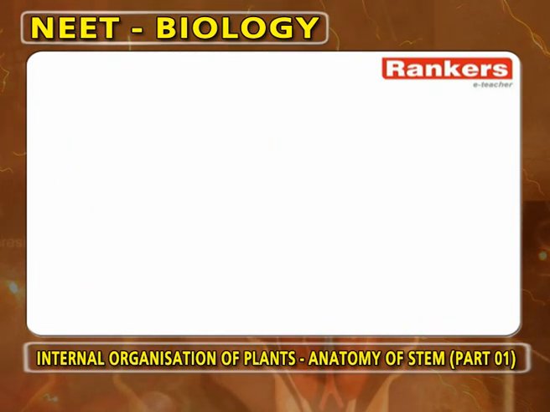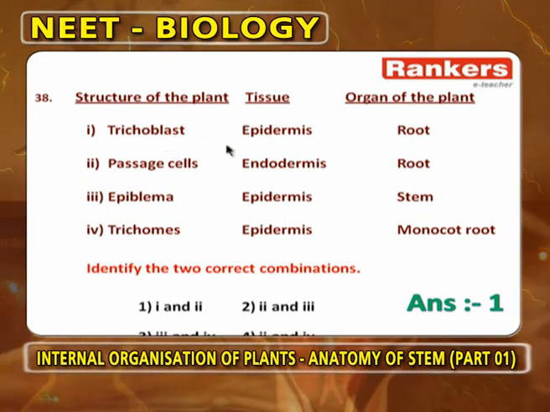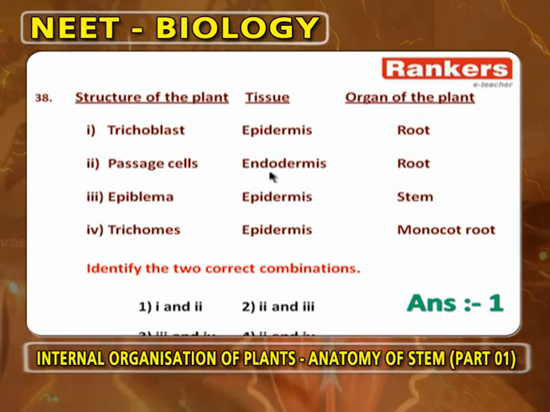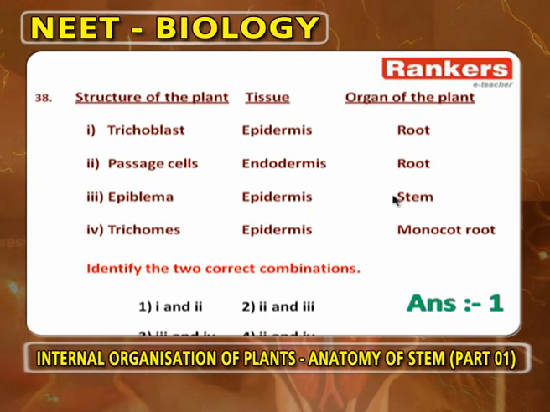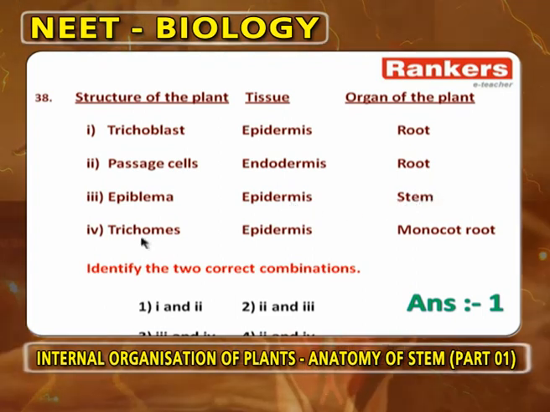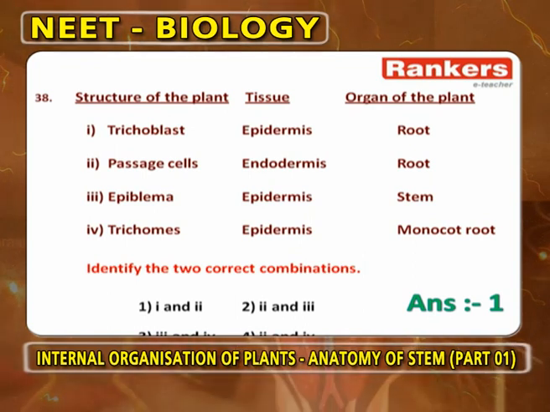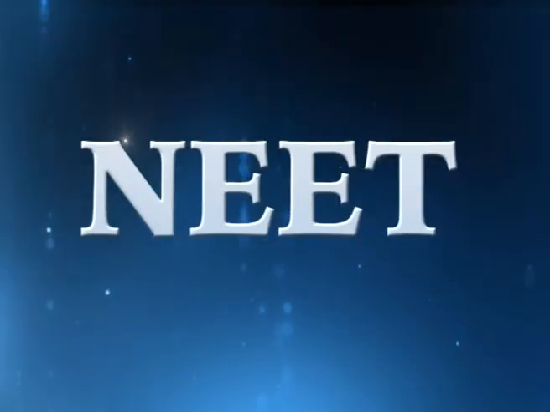Now, this is a 3-column matching. Structure of plant, tissue, organ of the plant. Trichoblast, epidermis, root. Correct. Trichoblast in the epidermis gives rise to root hair. Passage cells, endodermis, root. Correct. Epiblemma, epidermis, stem. Wrong. Epiblemma is the other name of epidermis with root hair. It is not present in stem, it is present in roots. Trichomes, epidermis, monocot root. Monocot root shows only root hair. Monocot roots do not give trichomes. So, trichomes, epidermis, monocot root is wrong. So, correct is 1 and 2.